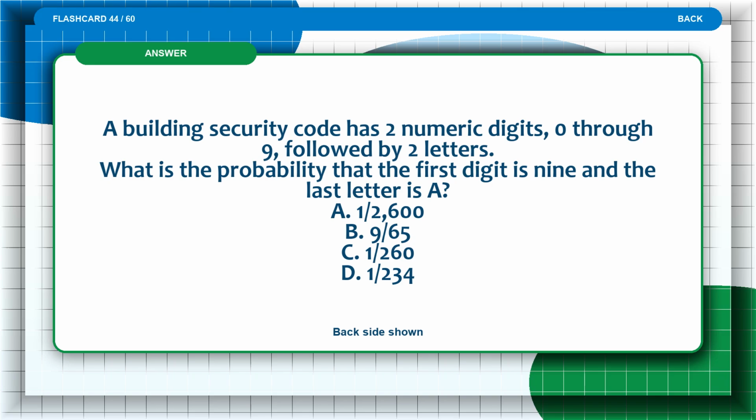The answer is: a building security code has two numeric digits, 0 through 9, followed by two letters. What is the probability that the first digit is 9 and the last letter is A? A. 1/2,600, B. 9/65, C. 1/260, D. 1/234.